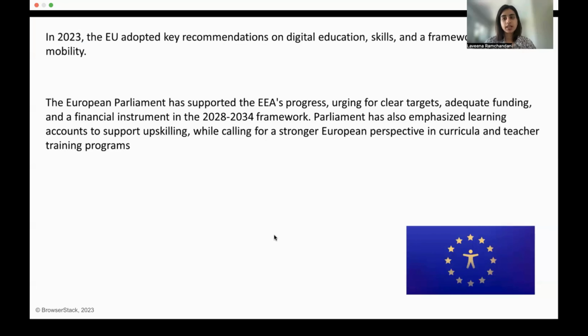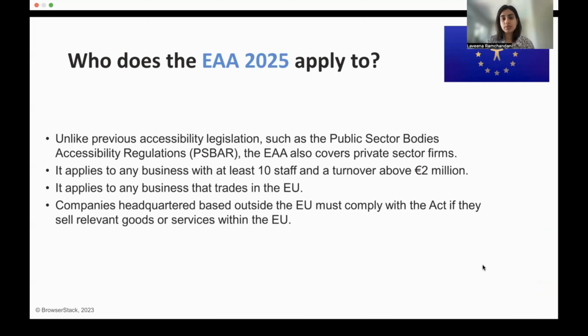So what actually will the EAA, the European Accessibility Act, do? Unlike previous accessibility legislation, which covered public sector bodies, the EAA also covers private sector firms as well. So it applies to any business with at least 10 staff and a turnover of 2 million euros. It applies to any business that trades in the EU.